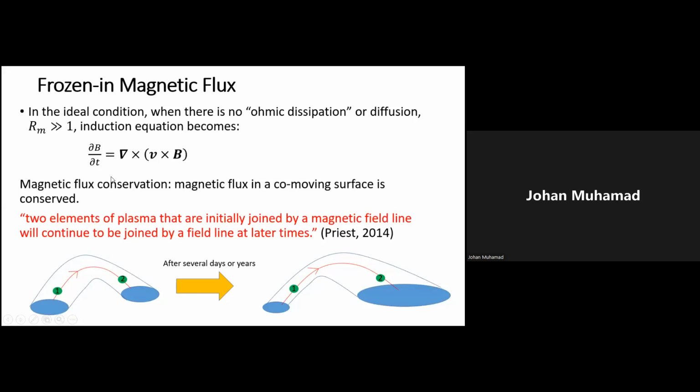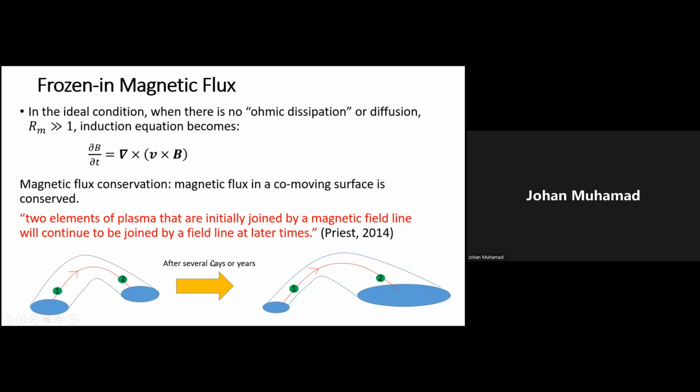So what does it mean? If we have a magnetic flux like this, of course, we also have a plasma here. You have two elements of plasma connecting in this field line to this part. We have 1 and 2 here. This is in the same field line here.